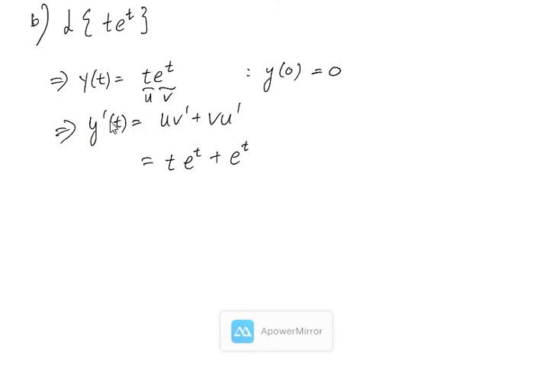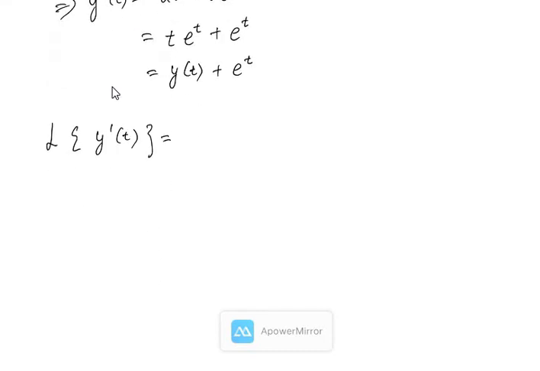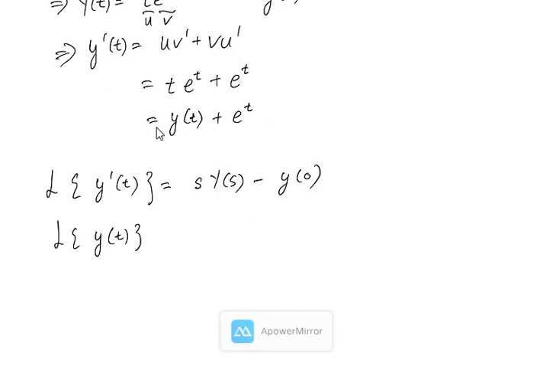So this means that after I differentiate y(t), I get this result, and this t e to the t is also equal to y(t), so I rewrite it into y(t) plus e to the t. So by using the formula, the Laplace transform of y prime(t) is equal to sY(s) minus y(0). So the Laplace transform of y prime(t), I substitute with y(t) plus e to the t. So the Laplace transform of y(t) plus the Laplace transform of e to the t is equivalent to sY(s) minus 0.